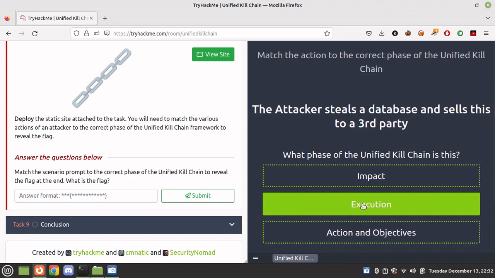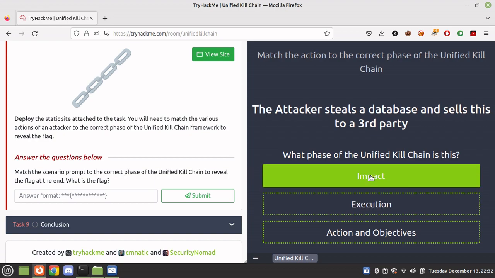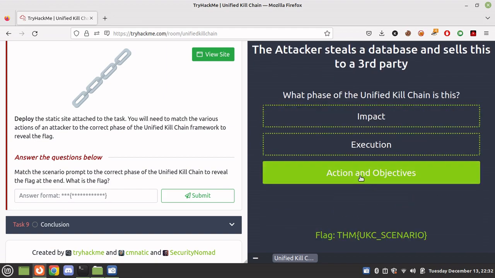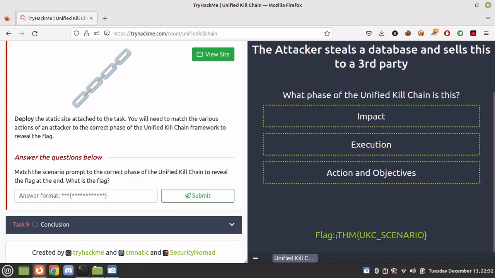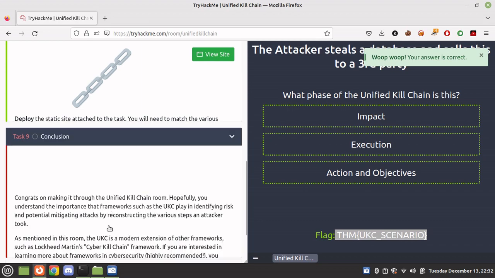Pivoting. The attacker steals a database and sells it to a third party. Impact, I think. Wrong. Action on objectives. Okay, basically we got that. UKC scenario, sorry, UK, not UK. UK means United Kingdom, which is basically England.